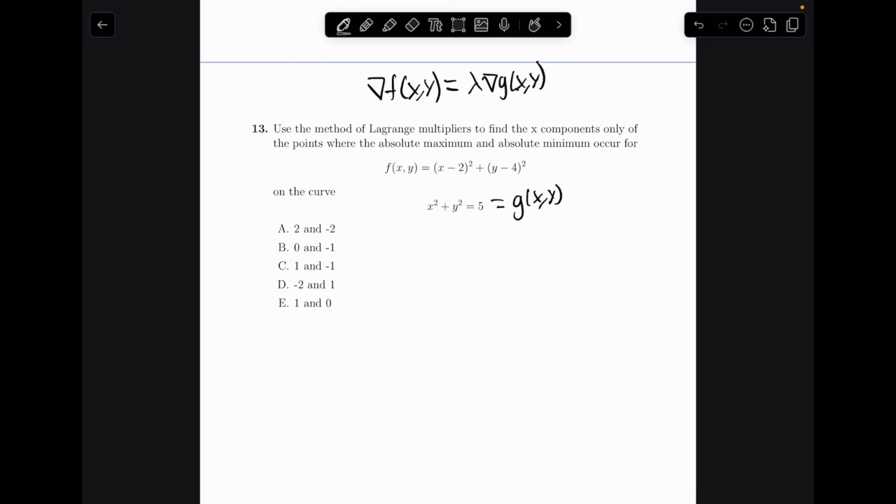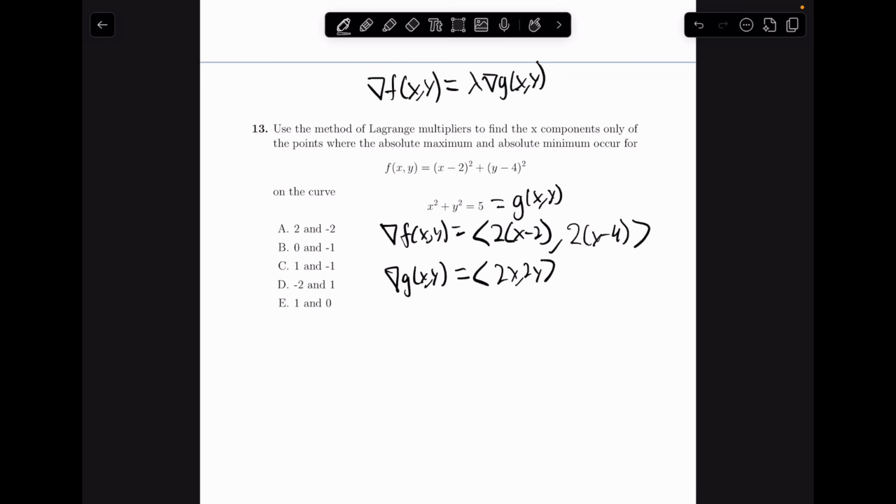Okay, so we can find our gradient of f and gradient of g pretty easily. Gradient of f is going to be 2 times x minus 2, and the second component is going to be 2 times y minus 4, just like that. Same thing with g of x, y. Gradient is going to be 2x, 2y.